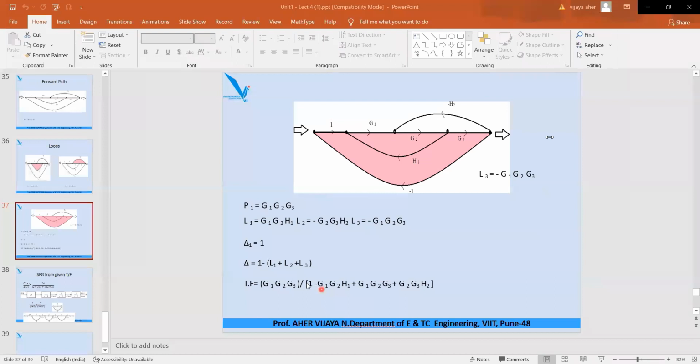L1, L2, L3. Look, what is the equation for L1? G1, G2, H1. What is the equation for L2? L2 is equal to G2, G3, H2. What is the equation for L3? Minus minus becomes plus G1, G2, G3. Bracket complete. So this is nothing but your transfer function for the given block diagram by using SFG.